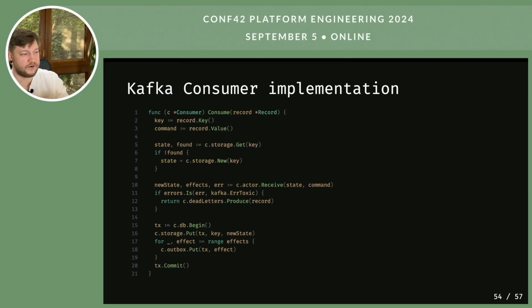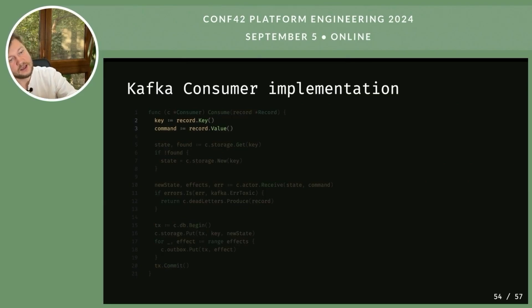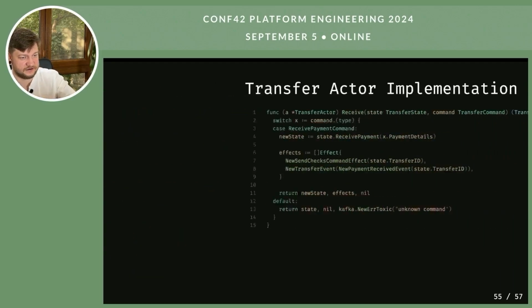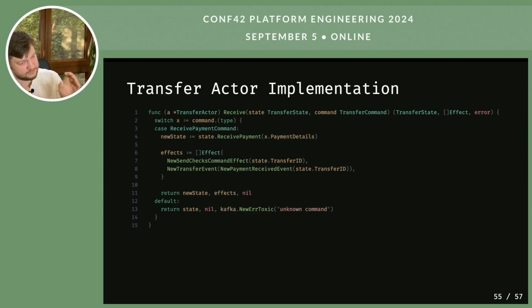And let's review the final implementation for the Kafka consumer. As before, we have key and value, we have state and storage, we have new state, effects, and error. If the error is toxic, we can send it to dead letters for investigation or for alerting. And we have our outbox pattern here, and that's all. So actually, this is the implementation for your Kafka consumer to work with a transfer or with your actor. Everything is done here.